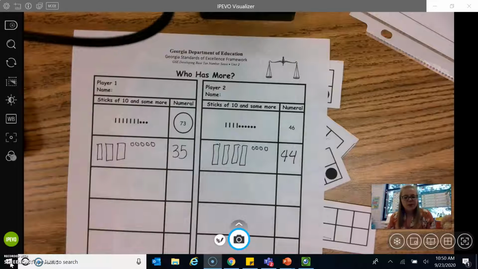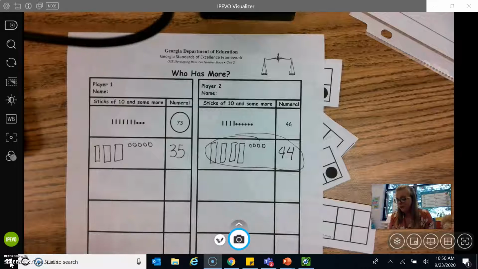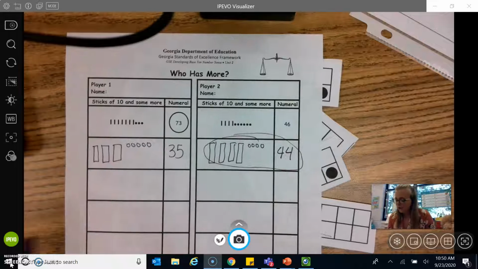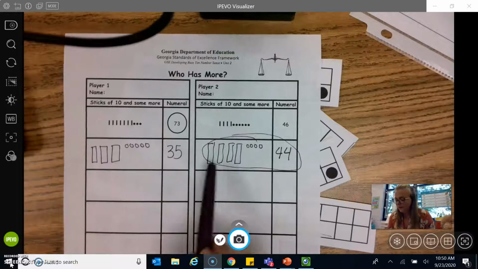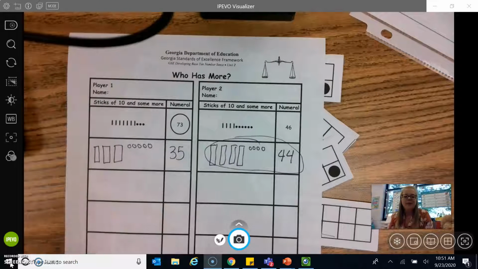Who won this round? You have to pick the number that's greatest. Which number is greatest? That's right, 44 is greater than 35. 44 is a bigger number. So I have another group of 10. I have 3 groups of 10 over here, and I have 4 over here. So that makes this number greater. This is a bigger number. So Rashid won that round.